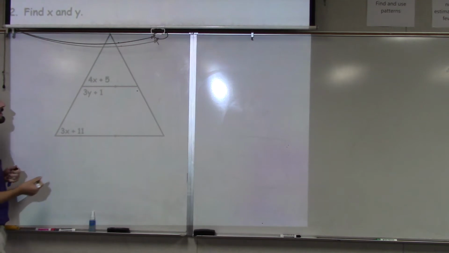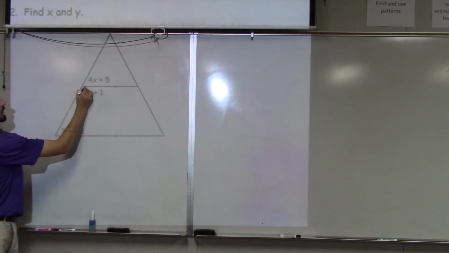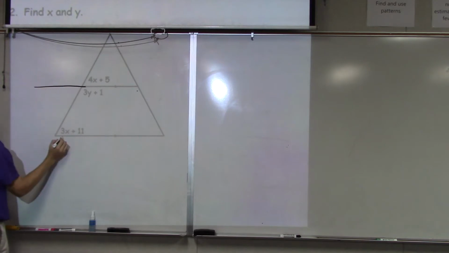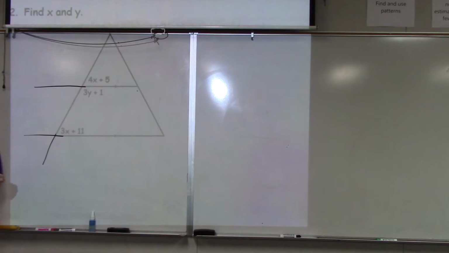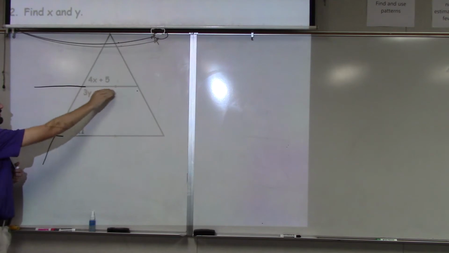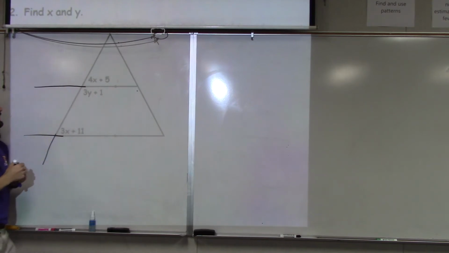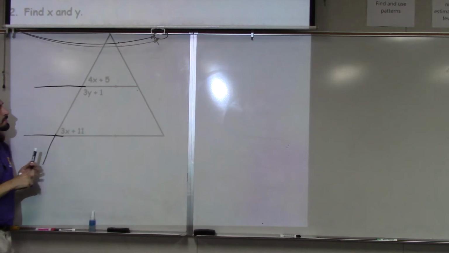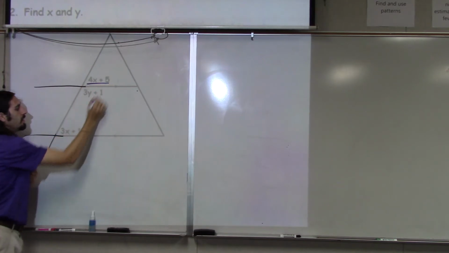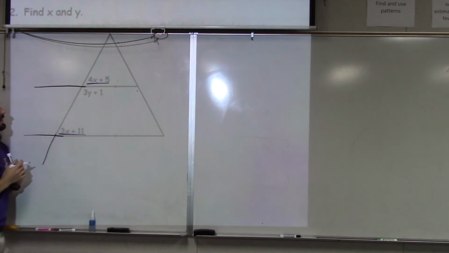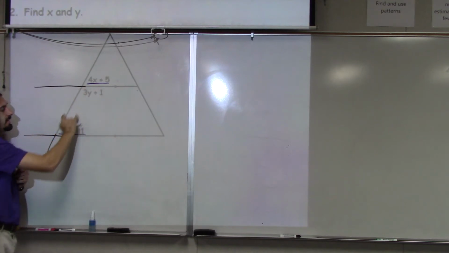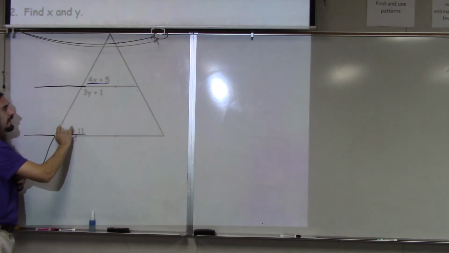So for example, what I'm going to do so I can understand this, I'm going to just go ahead and extend these lines. Because now I can see more clearly the parallel lines and my transversal. I've got my two parallel lines right here, and I've got my transversal. And now that I have that, it's easier for me to recognize that 4x plus 5 and 3x plus 11 would be corresponding angles. They're in the same spot, slid down the transversal, just sliding down.